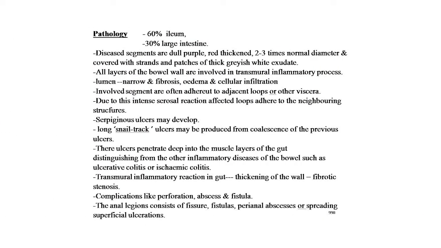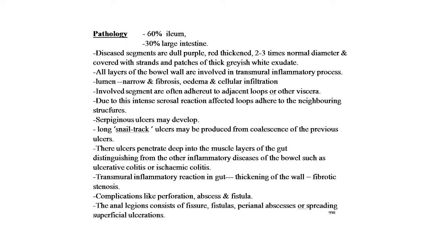Now the pathology of Crohn's disease: 60% involves the ileum and 30% the large intestine. Diseased segments are dull purple-red, thickened 2 to 3 times normal diameter, and covered with strands and patches of thick greyish white exudates. All layers of the bowel wall are involved in a transmural inflammatory process. The lumen is narrow, with fibrosis, edema and cellular infiltration.